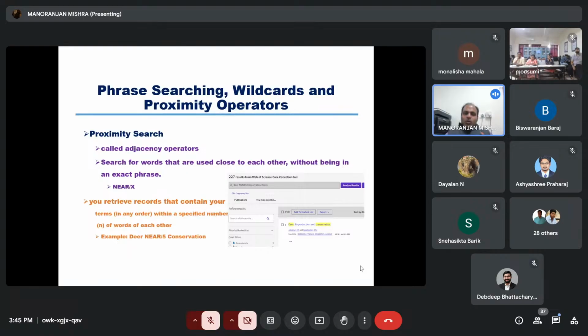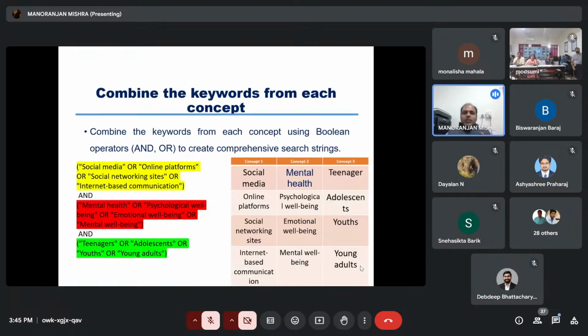Then combine the keywords from each concept. You can combine keywords for each concept using Boolean operators, as I said, AND, OR, to create comprehensive search strings. As I said, the first step is we get the keywords. The second step is we get the synonym words.